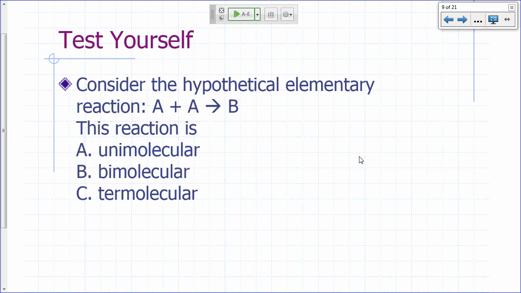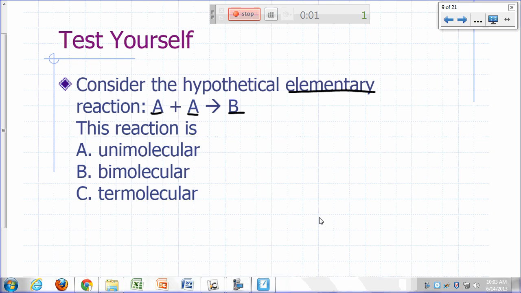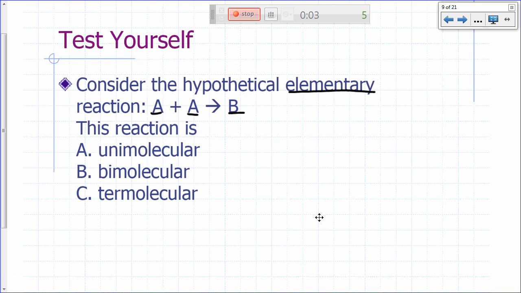So let's consider the hypothetical elementary reaction. We have A plus A yields B. So would you call this an elementary reaction? I'm telling you that I'm proposing this to be an elementary reaction. Is this reaction considered unimolecular, bimolecular, or termolecular? That's 2 molecules of A colliding, getting stuck together, and the pair that's stuck together, we call that B.